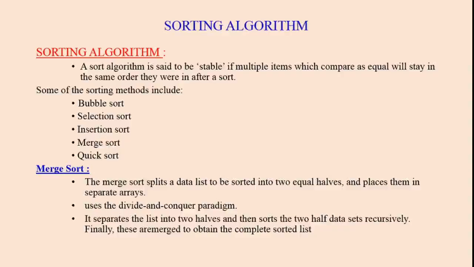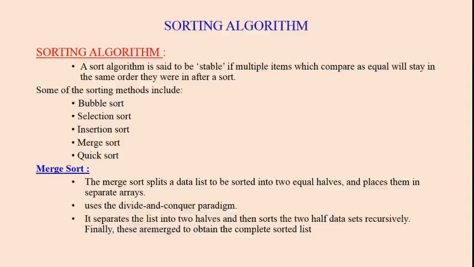Then, a sorting algorithm is said to be stable if multiple items which compare as equal stay in the same order as they were in after the sort. Some of the sorting methods include: the first one is bubble sort, second is selection sort, third is insertion sort, fourth is merge sort, fifth is quick sort. In those sorting algorithms, we will discuss merge sort and quick sort. First we will discuss merge sort.